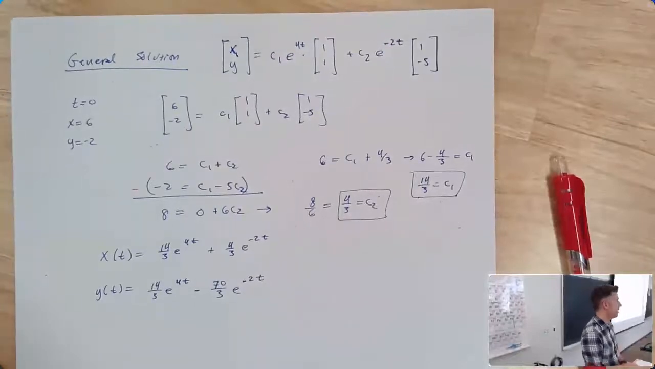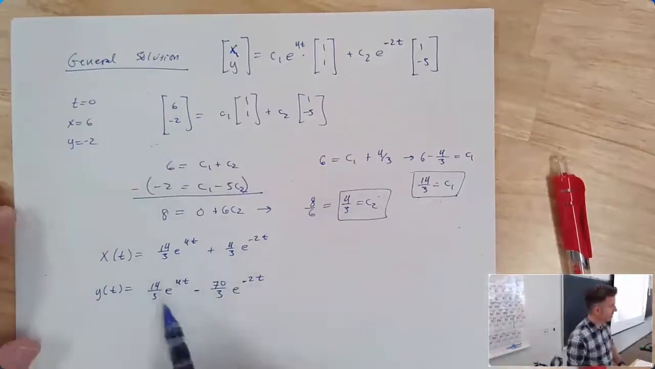What kind of stability did this have? Was my origin a sink, a source, or a saddle? Saddle. Definitely saddle because our eigenvalues are on opposite sides again.